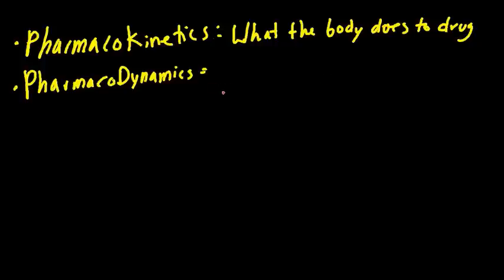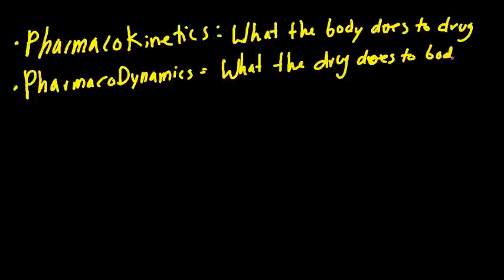Now the pharmacodynamic side of things, which we'll cover as well, is exactly opposite. So it's what the drug does to the body. So how is the drug interacting with the body? It's mediating its effects through receptors. The drug is going to bind receptors, and those receptors are going to have different pharmacodynamic properties. So we'll cover each of these. And so we're going to start off with pharmacokinetics.